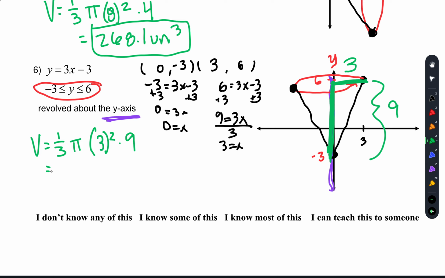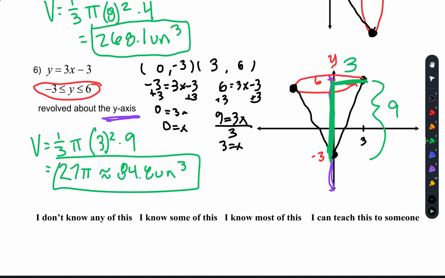So this is 81 pi divided by 3, so 27 pi. Or as a decimal, 84.8. Any questions on that?